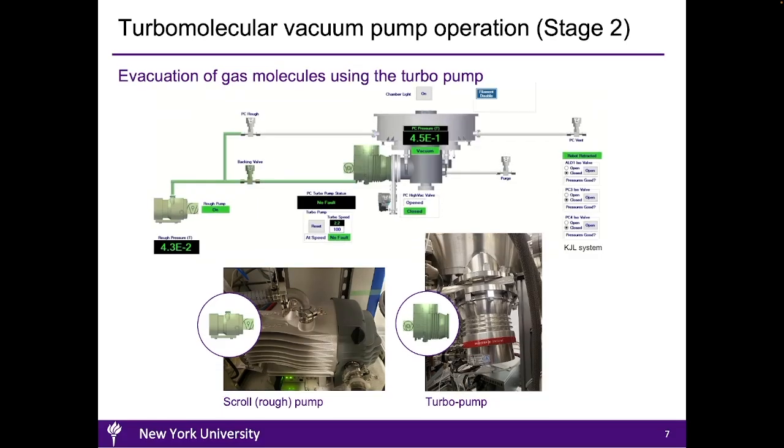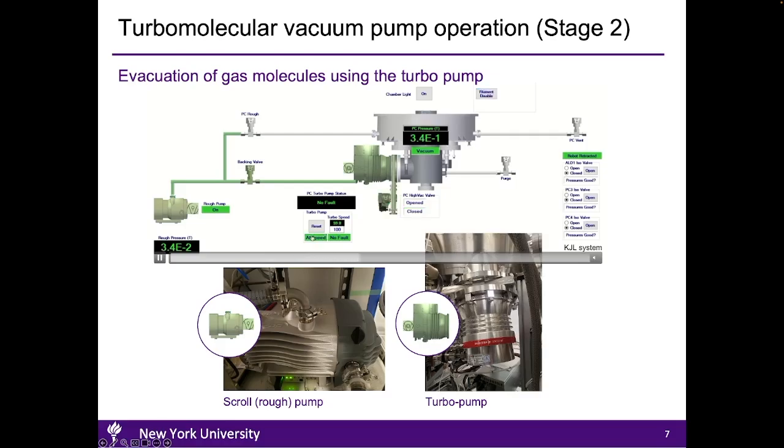Once the pressure in the process chamber reaches below 1 millibar, it is safe to continue the evacuation using the turbo pump. To do so, the chamber must first be isolated from the scroll pump by closing this valve on top. Then the valve between the scroll pump and the turbo pump should be opened, and the acceleration of the turbo pump starts.